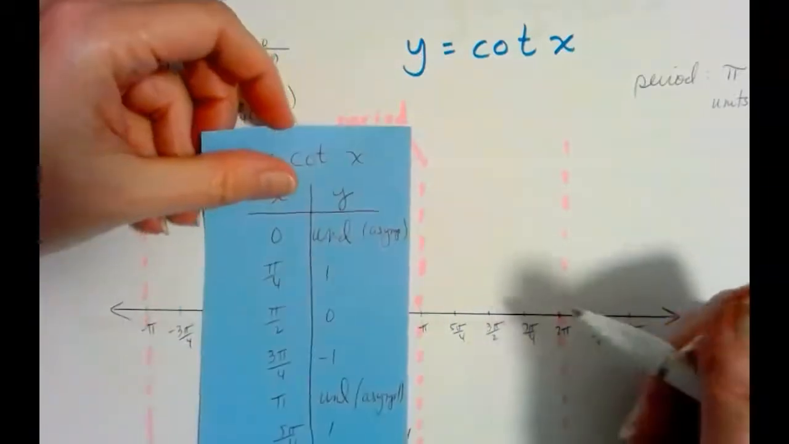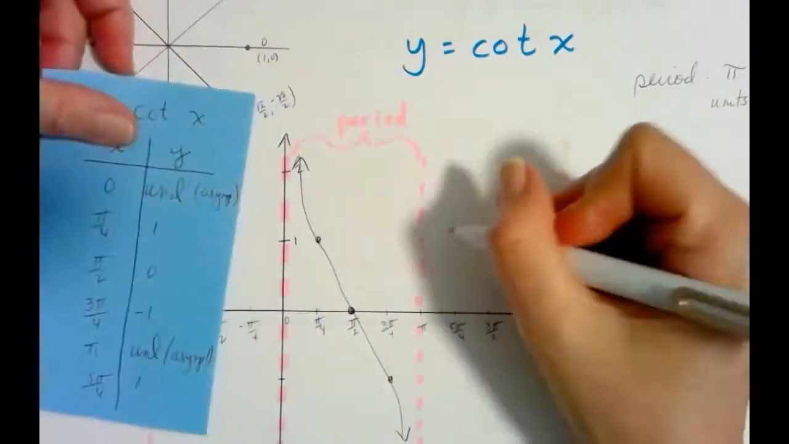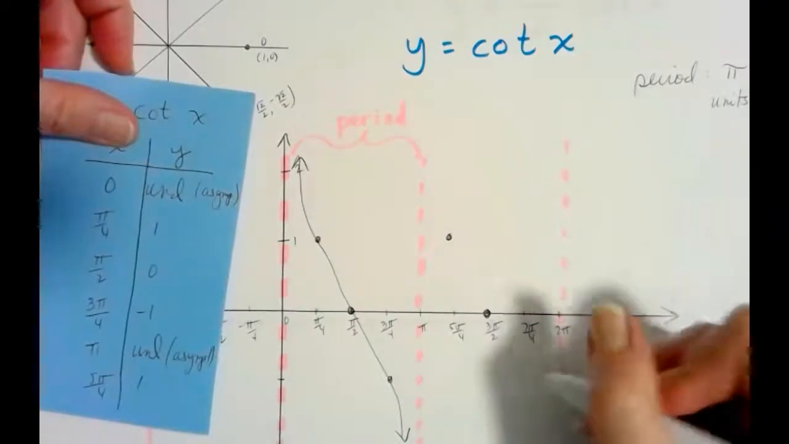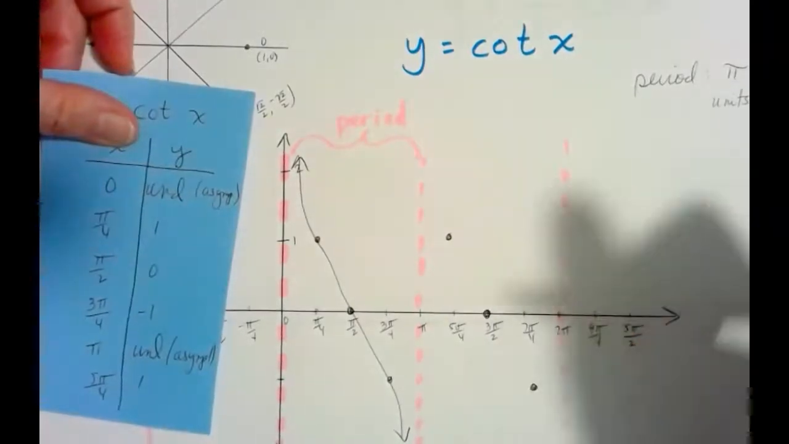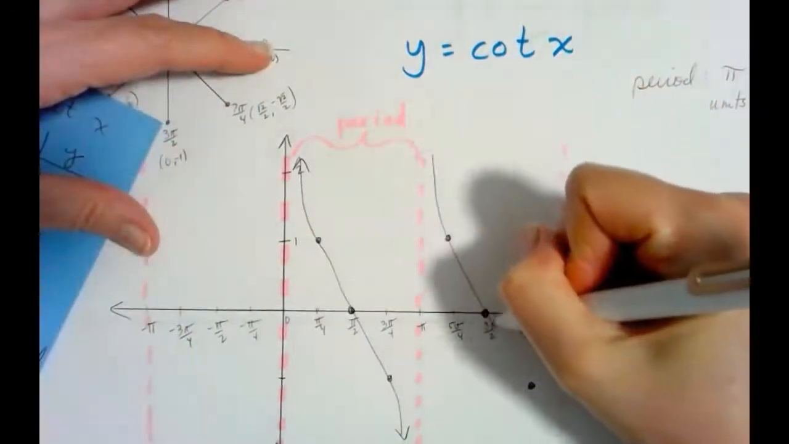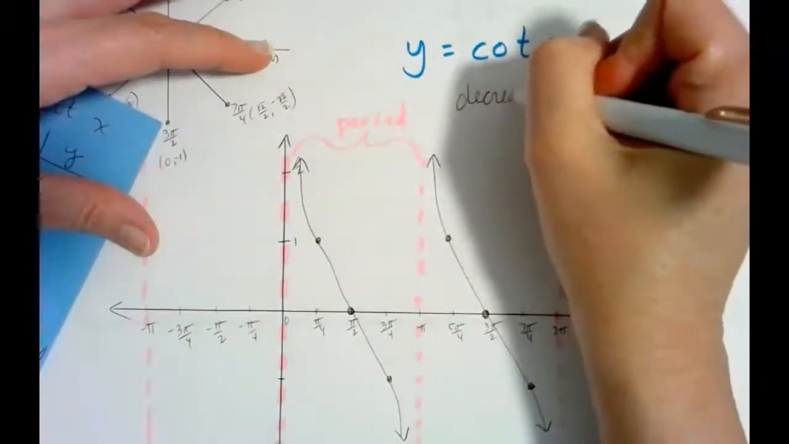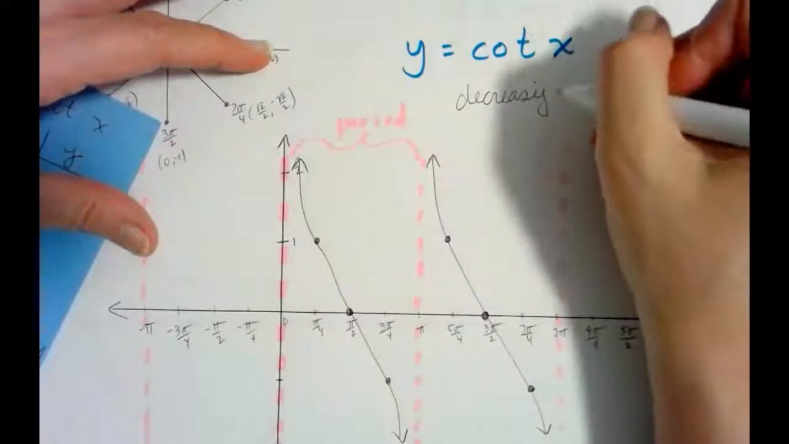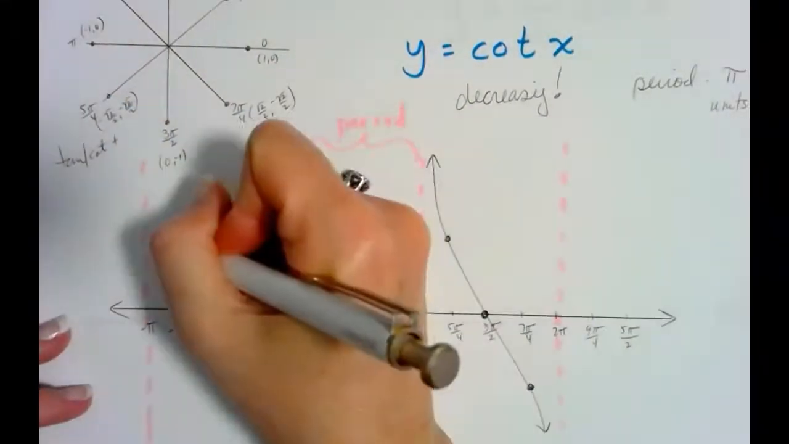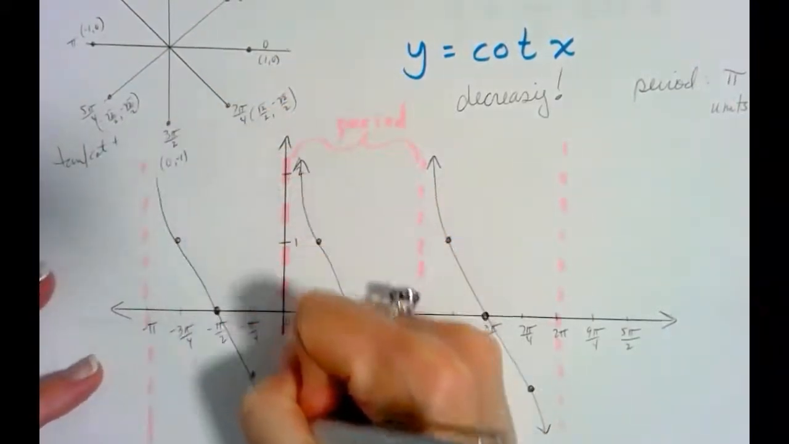Same thing's going to happen when we get on the other side. At pi, it is an asymptote. At 5 pi over 4, it was equal to 1, which means there's an x-intercept at 3 pi over 2, and another point at 7 pi over 4, down 1. And another decreasing branch. Remember, all the branches of the cotangent parent function are decreasing branches. We'll draw on one more right here, and this is your cotangent parent function.